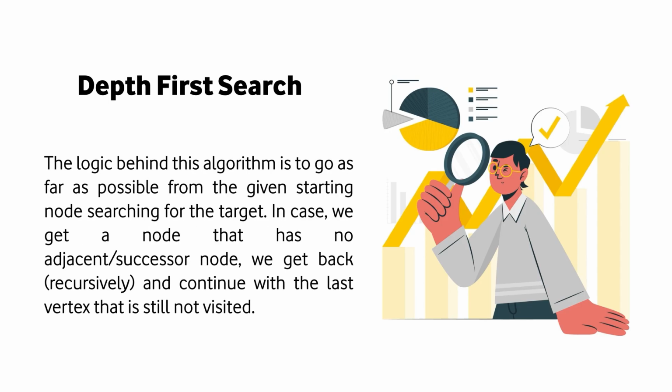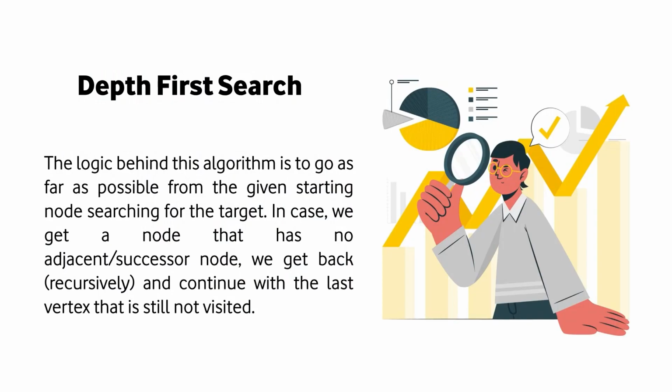The logic behind depth first search is to go as far as possible from a given starting point, or in the form of a graph, instead of a point you can say a node or a vertex, searching for the target. It means that you have to decide which target it is, then apply the depth first search and go there. In case we get a node that has no adjacent or successor node, we get back recursively and continue with the last vertex that is still not visited.